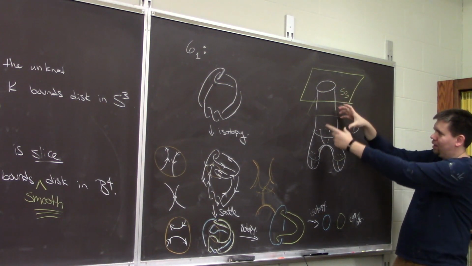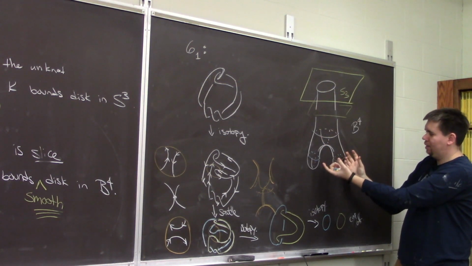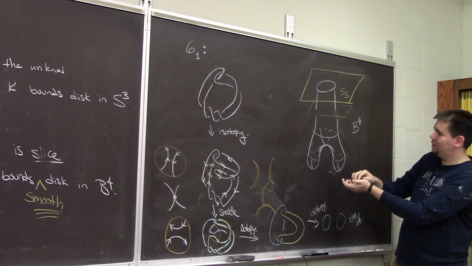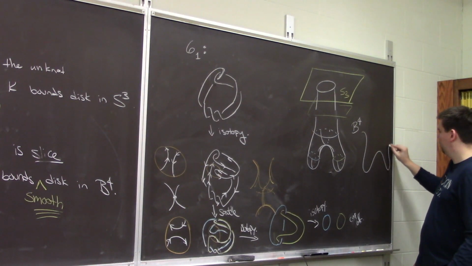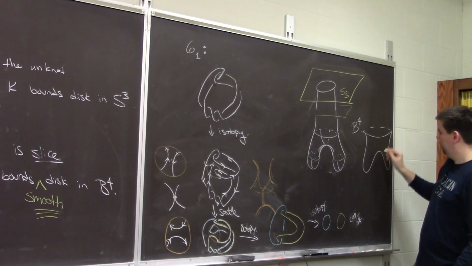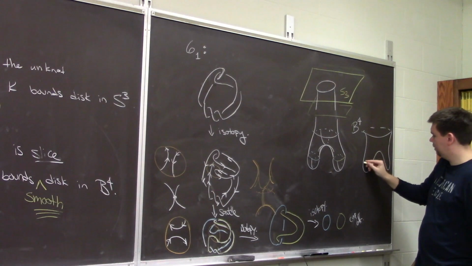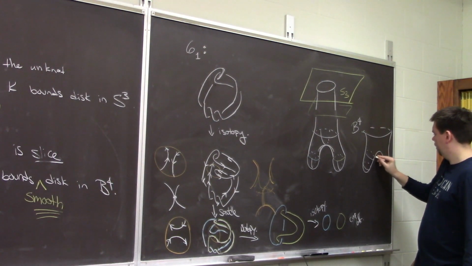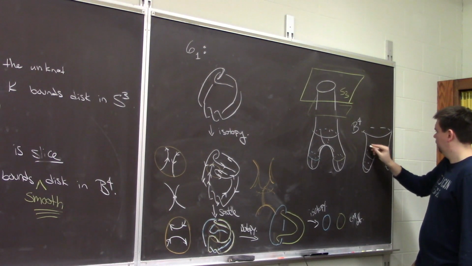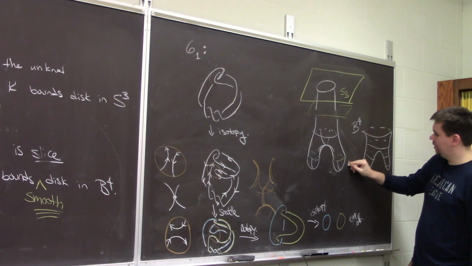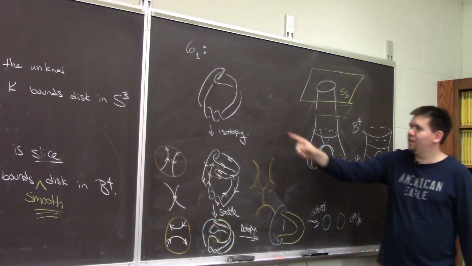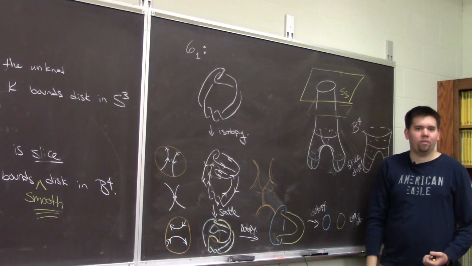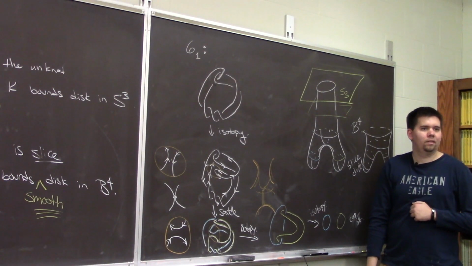It's just some disk that comes down and has some points, but it's a nice solid surface, right? This is some deformed disk that just has two caps on it. So this is our slice disk, showing that this knot bounds a disk in B4. Comfortable with that? Does that make sense?